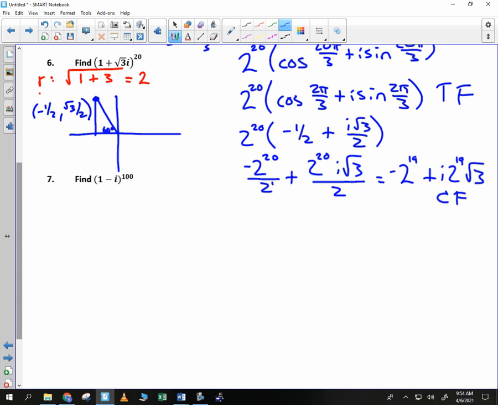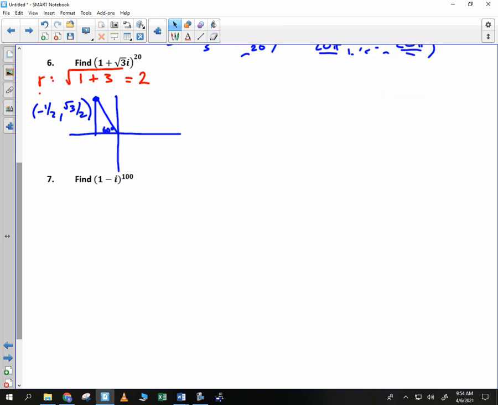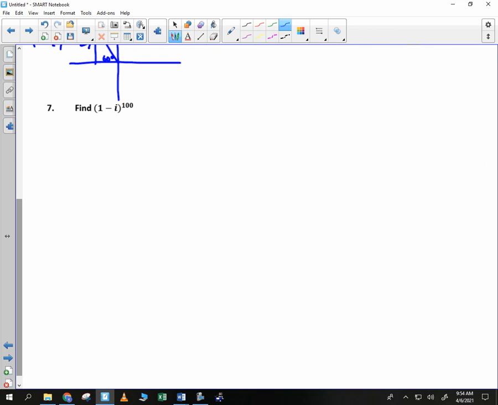You hanging in there? Last one. Find i, or 1 minus i, to the 100th power. Ugh. There's no way I can multiply that 100 times. But I am going to find r and theta and put it into trig form.